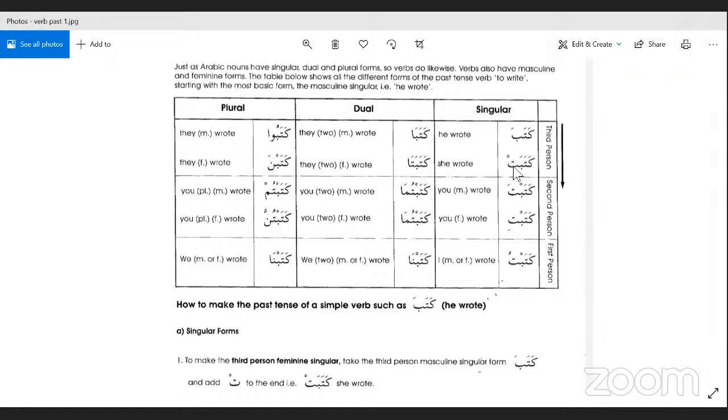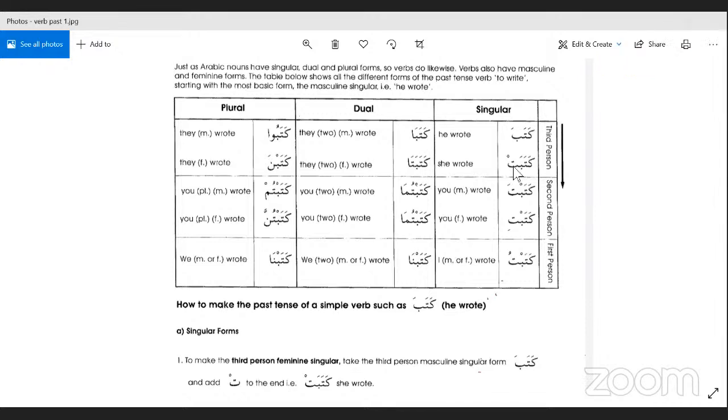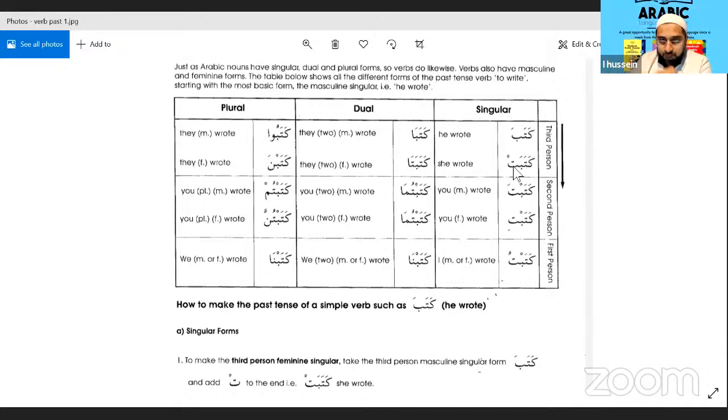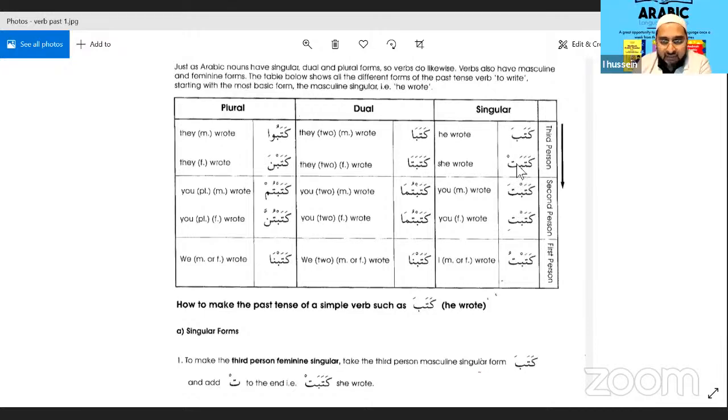So kataba. This ta is called the ta for feminine. Is this like ta marbuta then? No, ta marbuta is the one which is round. This is the flat ta, which comes with a sukoon, which differentiates it from kataba. Kataba is for the masculine and katabat is for she wrote. So adding the ta with a sukoon makes it into a female verb. Okay. So katabat, she wrote.